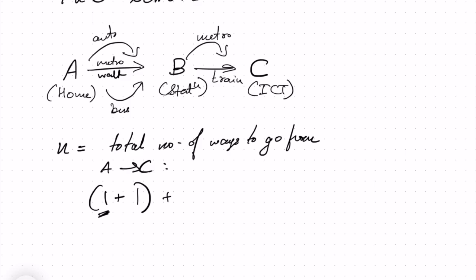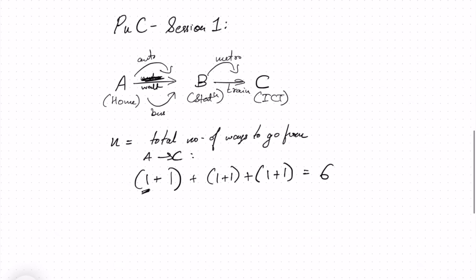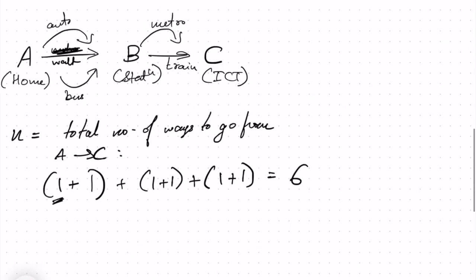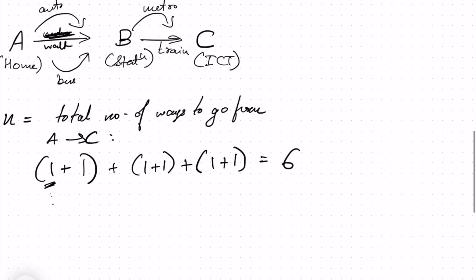Similarly, say from A to B, the other option is to walk. So you can take a walk and then the metro, or walk and train, right? And similarly bus plus metro or bus plus train. So this is 1 added 6 times. You can also remove the brackets. So 6 is the same as 1 plus 1 plus 1.